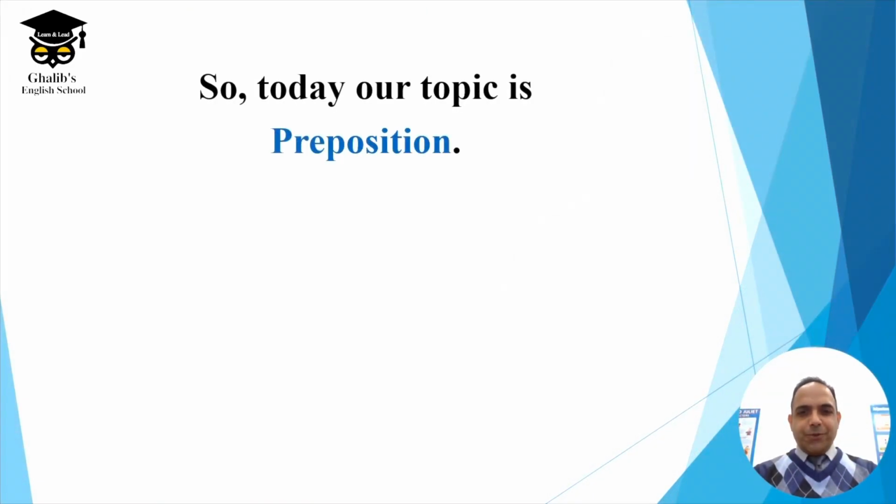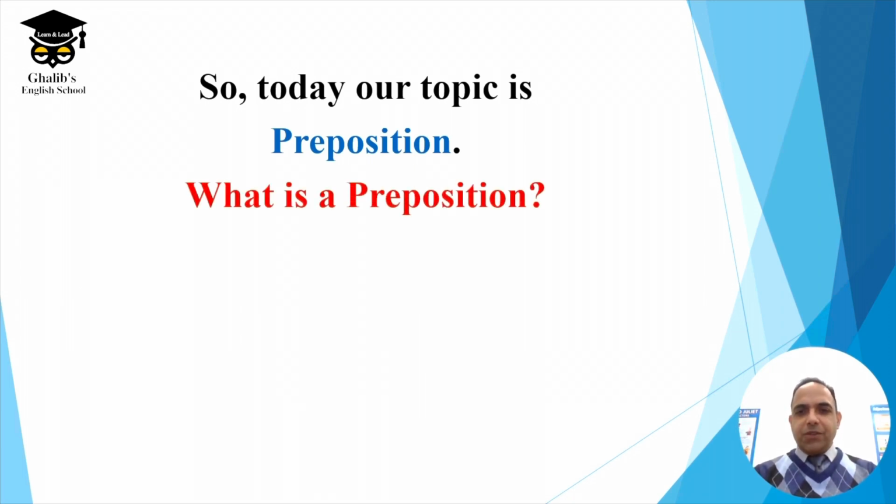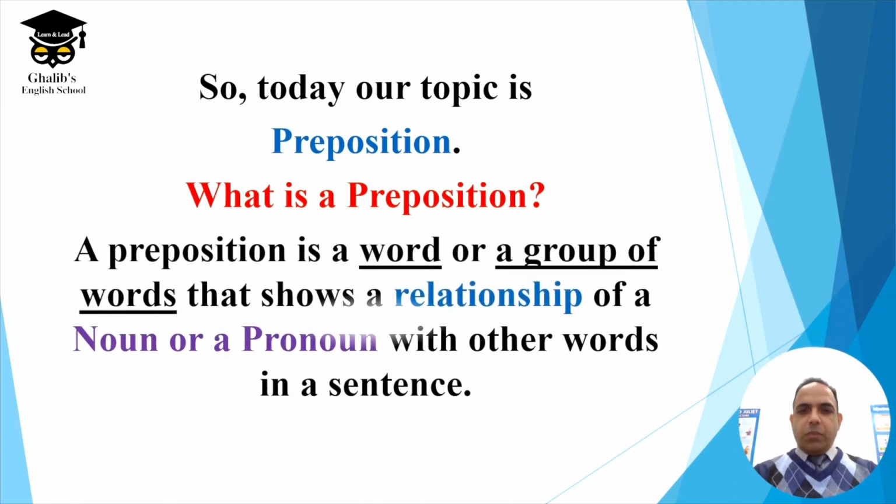Today's topic is preposition. What is a preposition and what is its role in writing or speaking? How important is preposition in English grammar? That's what we're going to be looking at today. A preposition is a word or a group of words that shows the relationship of a noun or a pronoun with other words in a sentence. In simple words, prepositions are used before nouns and they indicate where something or someone is. They also have different types, so we'll discuss them in different slides. So let's have a look. What are the different types?